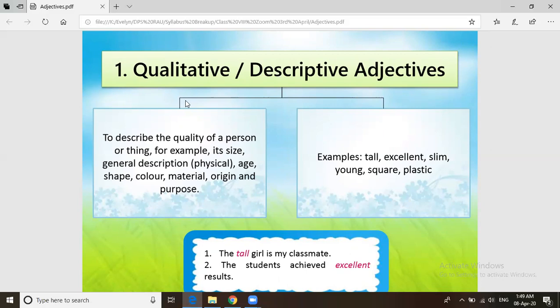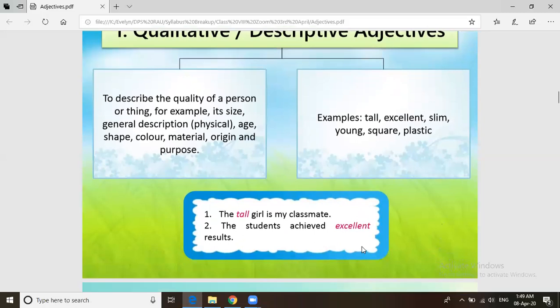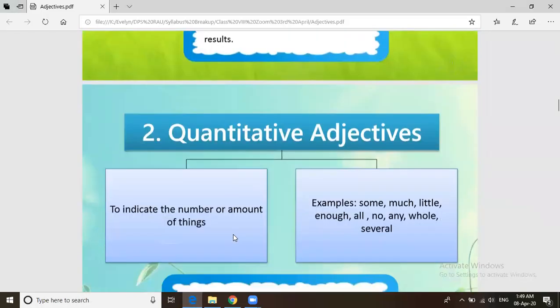Tall, excellent, slim, young, square, plastic, right? These are descriptive adjectives, and the examples are: the tall girl in my class, the tall girl is my classmate, the students achieved excellent results. So the adjective tall is describing girl, the adjective excellent is describing results.